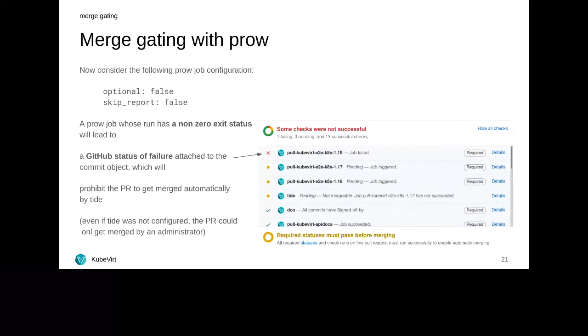So what you see on the bottom left here is an example from a KubeVirt PR where the top Prow job execution, pull KubeVirt, has failed, and you see on the right that it is required. This effectively prohibits the PR from being merged on the one hand, and also from Prow picking it up and trying to merge it automatically.